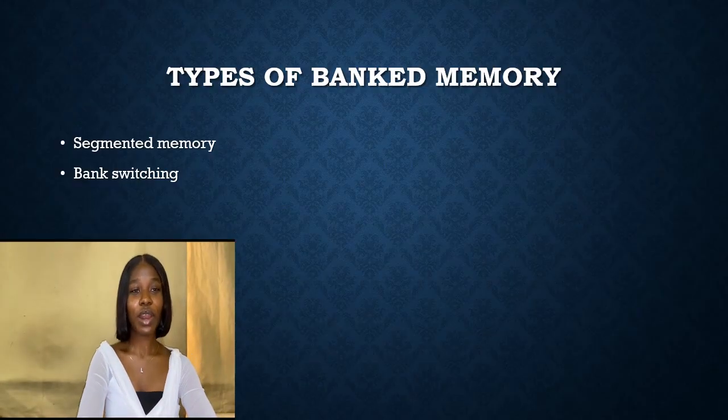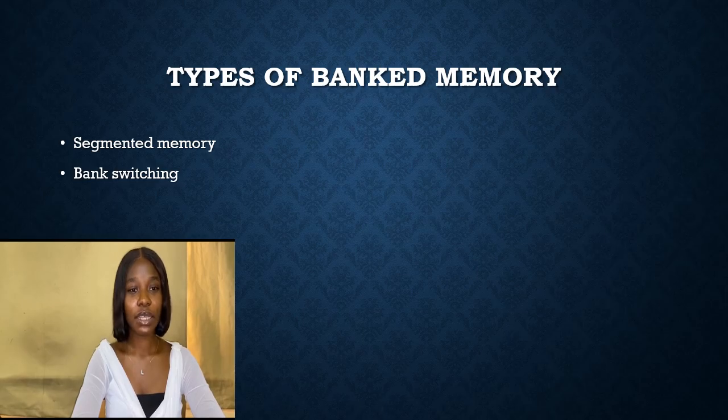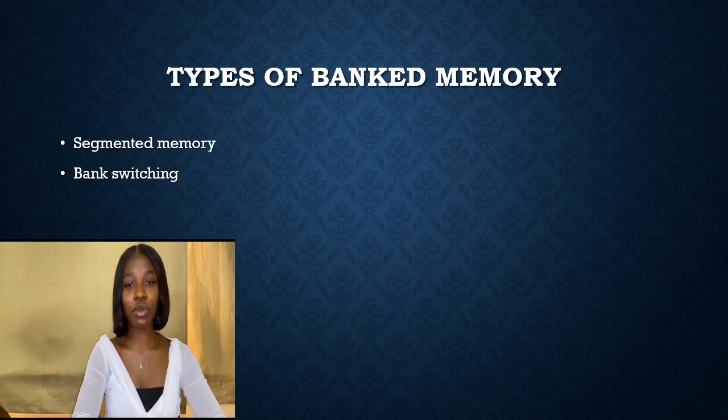Moving on, we'll now look at the different types of bank memory. Bank memory comes in different forms, each designed to address specific hardware and software needs. Some types of bank memory include the segmented memory, which divides the address space into segments, each with its own memory bank. Another type of bank memory is the bank switching, which involves multiple banks of memory, usually of the same size, which can be swapped in and out of the CPU's addressable range. This technique was used in systems with limited address space to overcome memory constraints.